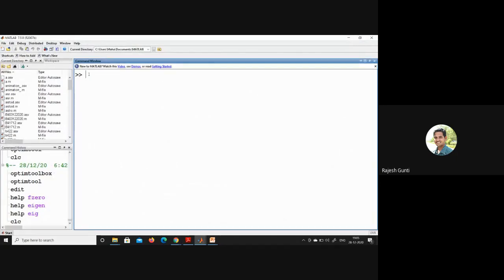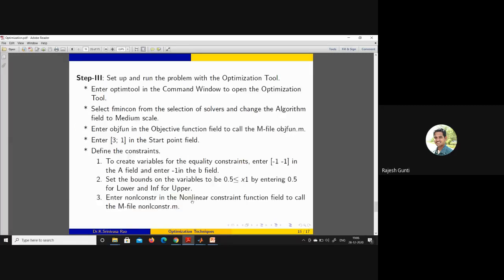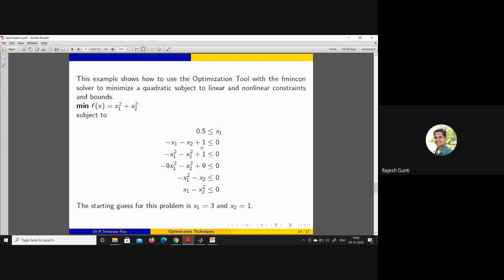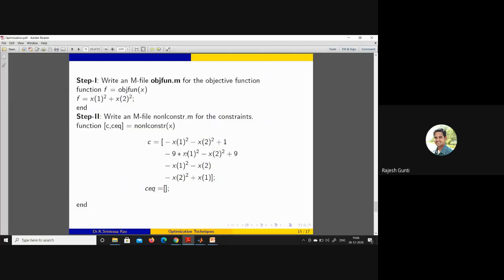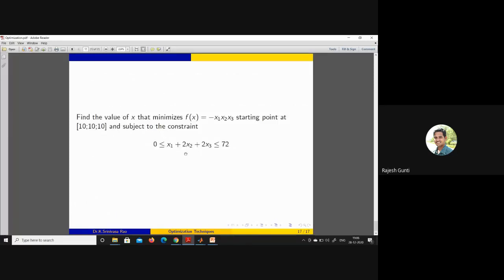Okay, now I am going to solve a problem in this book: find the value of x that minimizes f of x minus x1. The previous problem I solved, one problem, no? This is a worked example in SSR, Singiresu Rao. That same answer I got through MATLAB also. This worked example in SSR. Okay, this is also an SSR textbook problem.